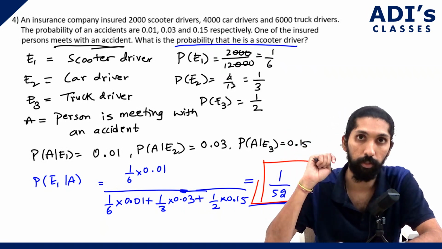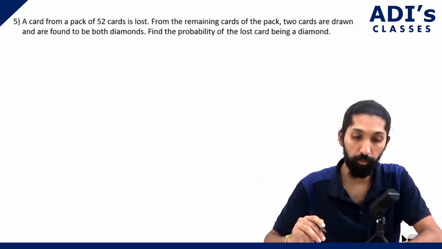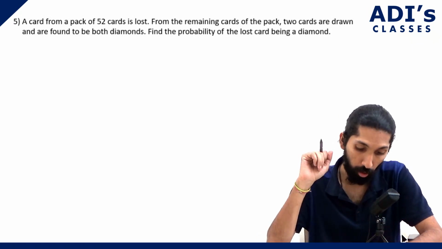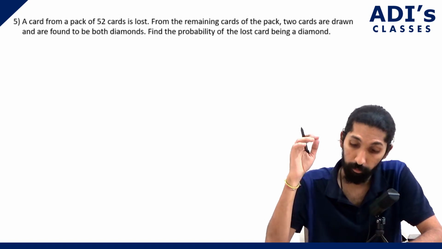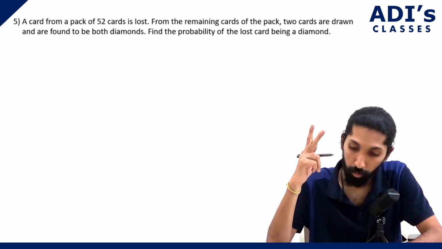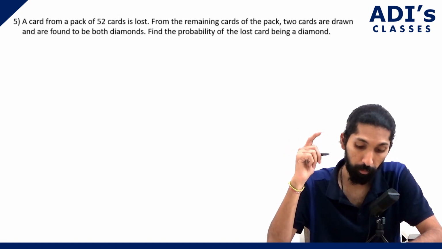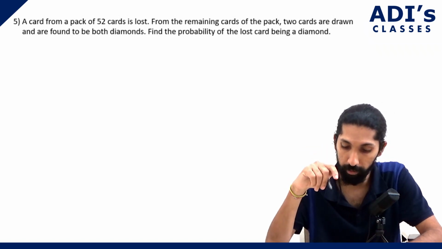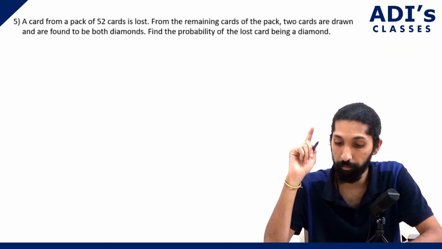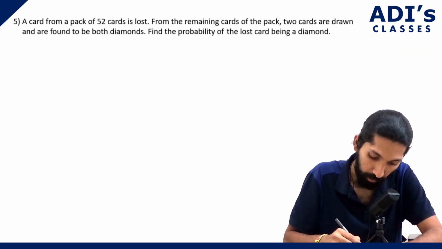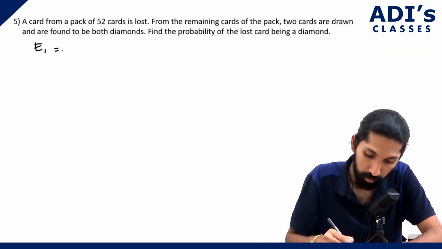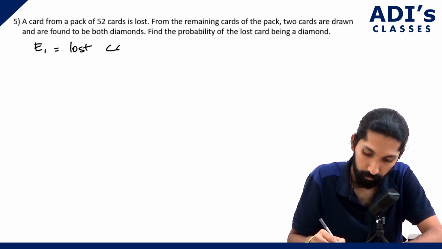Now let's do the fifth one. Look at the fifth one. A card drawn from a pack of 52 cards is lost. Alright? From the remaining cards of the pack, 2 cards are drawn and are found to be both diamonds. Find the probability of the lost card being a diamond. Alright, so let's take 2 events. Say E1 is that the lost card is a diamond.